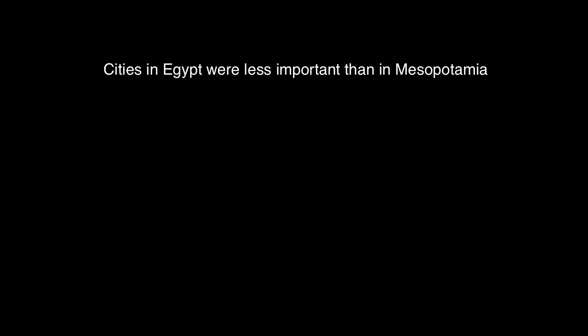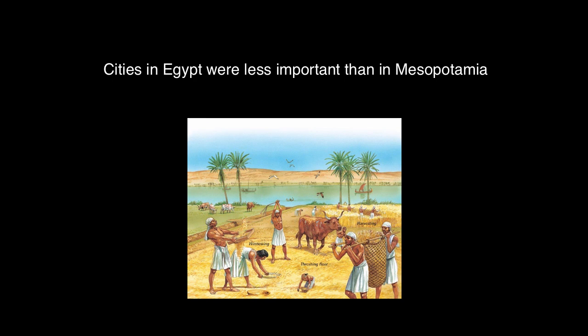Both Egypt and Mesopotamia had cities, but cities in Egypt were less important than in Mesopotamia. Egyptian society was a lot more rural. And this is really because Egypt was protected by natural barriers, meaning it was surrounded by the desert and by the sea. In Mesopotamia, people were more prone to attack from outsiders, attack from all directions, so cities were important for protection.